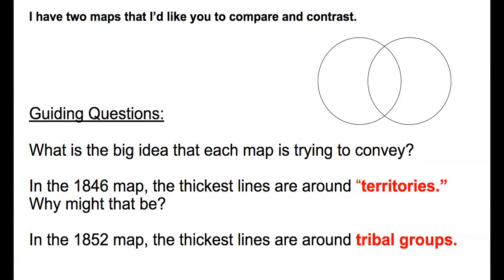In the 1846 map, you'll notice that the thickest lines are around the territories. Why might that be? In the 1852 map, you may notice that the thickest lines are around the tribal groups.